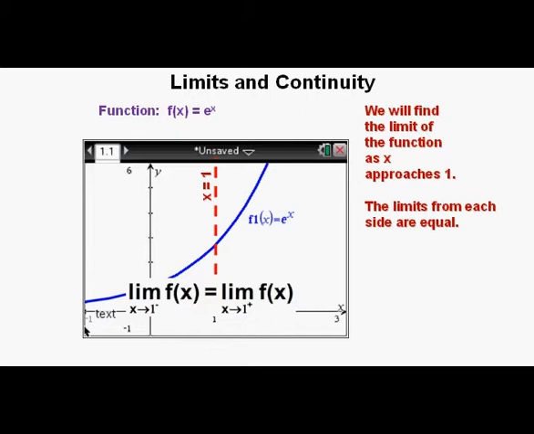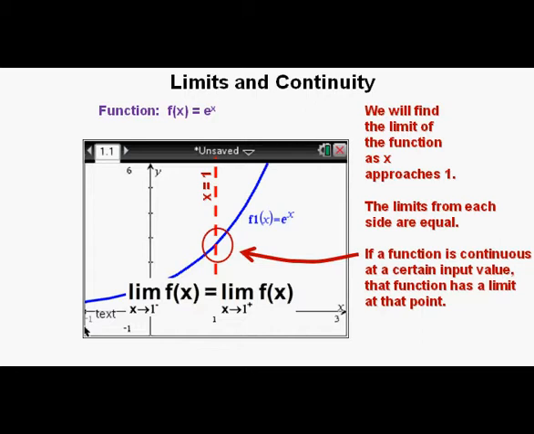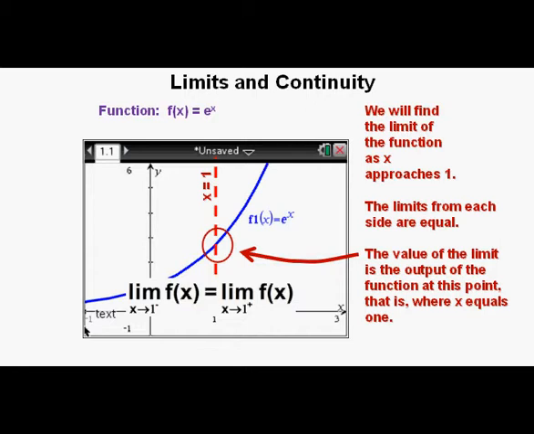Now back to our function f(x) = e^x. Since the function is continuous at x = 1, we know that the limit as x approaches 1 from the left side of f(x) equals the limit as x approaches 1 from the right side of f(x). One important thing to point out here is that if a function is continuous at a value of x, that function has to have a limit at that point.